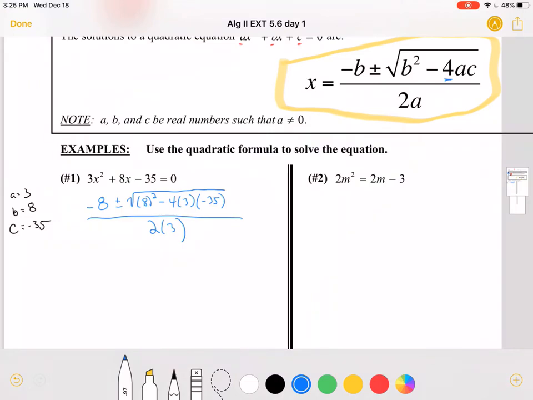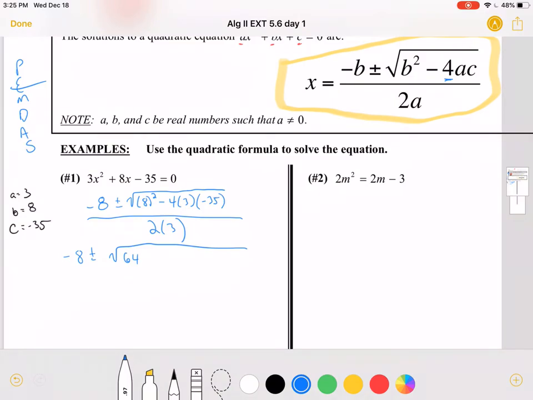The first thing I want us to do is reduce what's underneath the radical. Everything else is going to stay the same. I'm going to have negative 8 plus or minus the square root of. Now, 8 squared, you should know, is 64. You should also know that I'm not doing 64 minus 4. I have to follow PEMDAS. That's why I did my exponent first. After my exponents comes M for multiplication.